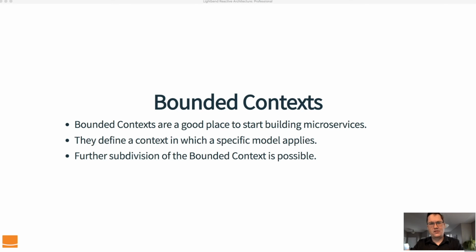Bounded contexts define a context in which a specific model applies. And so this gives us an opportunity to say, okay, this bounded context has a specific responsibility and exposes a specific API. So let's leverage that as a microservice. Again, further subdivision of the bounded context is possible, but we won't worry about that at this stage in the course.